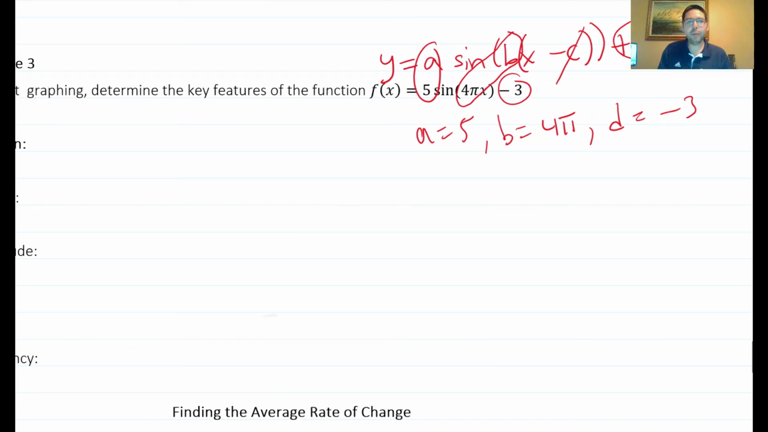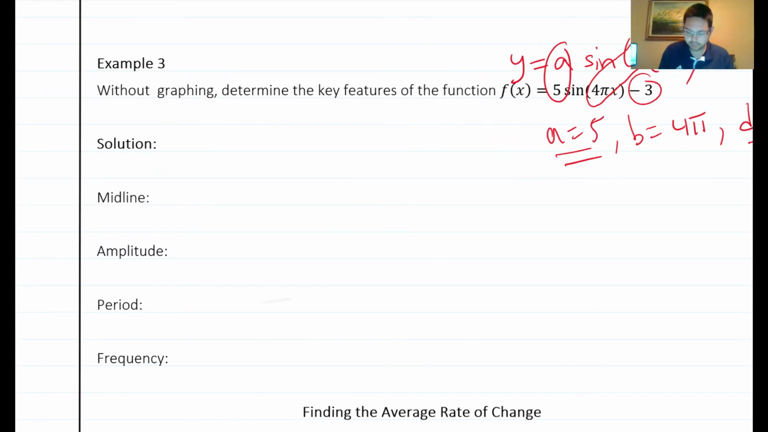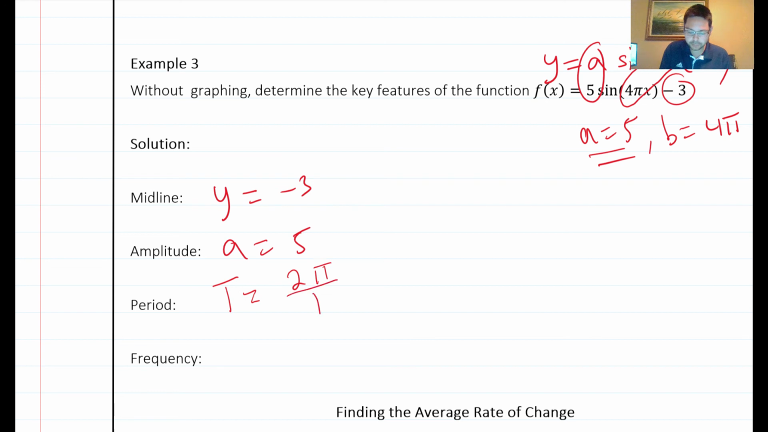All right, so why do we need those? Well, because D is my midline. A is my amplitude, and B helps me with my period and cycle and my frequency. So now that we know that D is -3, that's my midline. Y equals -3, done. Amplitude, A equals 5, done. Very easy. Period. Well, the formula for a period is T equals 2 pi over B.